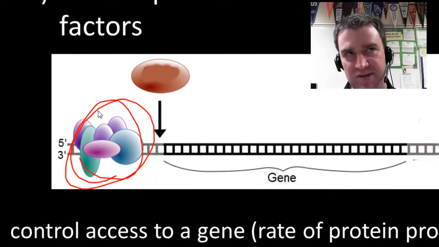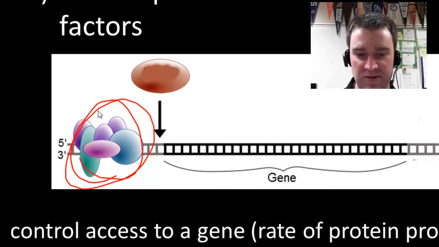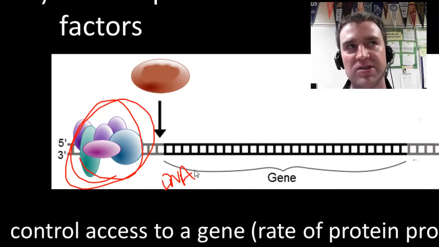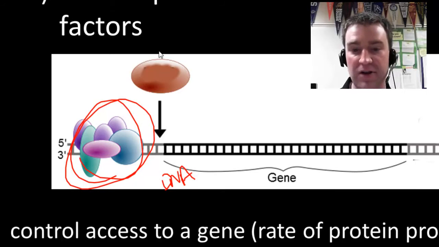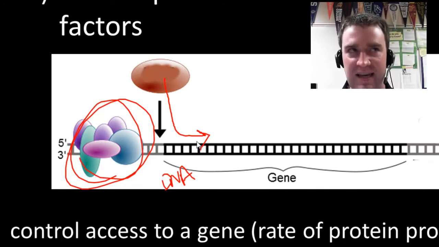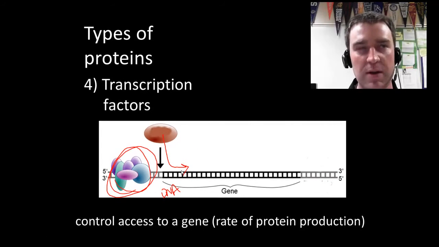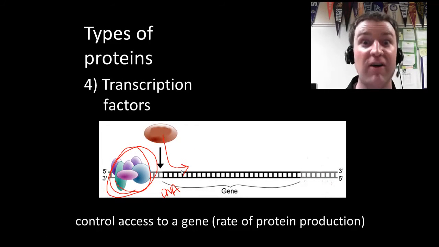Transcription factors have particular shapes to bind to particular DNA regions, and what they're effectively going to do is control how often another protein can come in and copy that DNA in order to eventually make a protein later. Transcription factors control the rate of the production of other proteins.